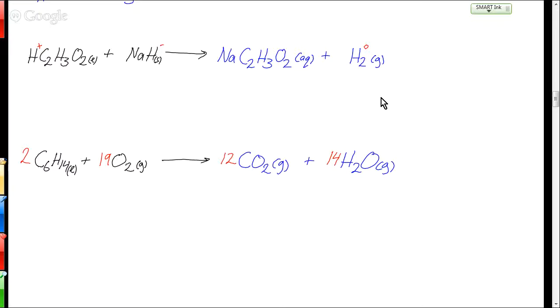I have a question about how it ends up being aqueous when it was only like a pure liquid. Yeah, that's a good point. I guess it wouldn't really be a pure liquid. Technically, acetic acid would be aqueous to start with.